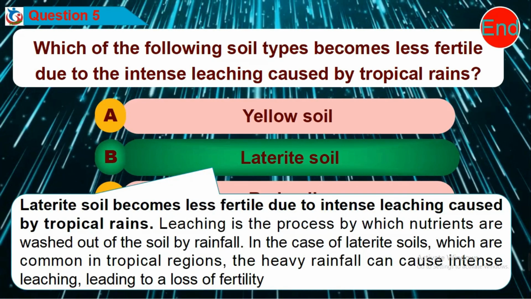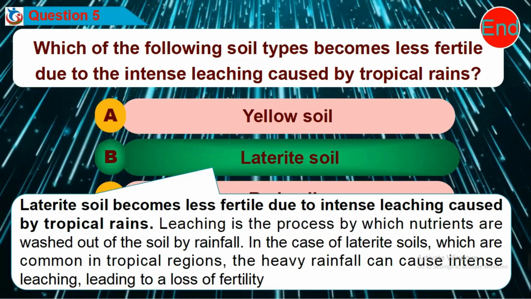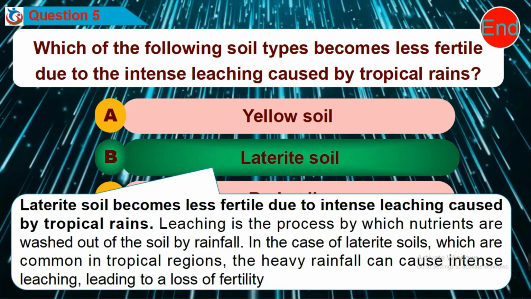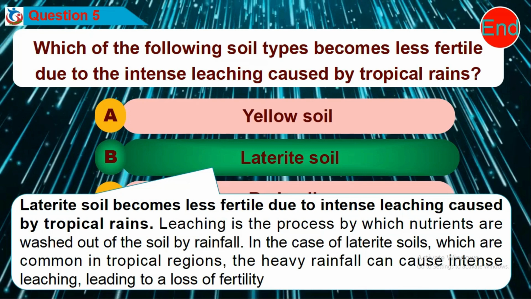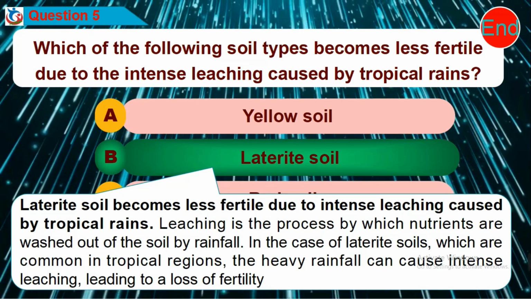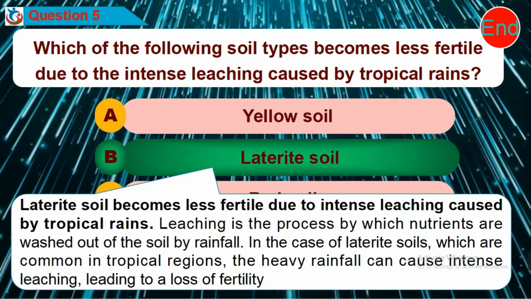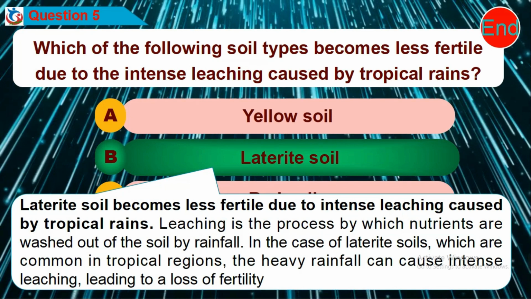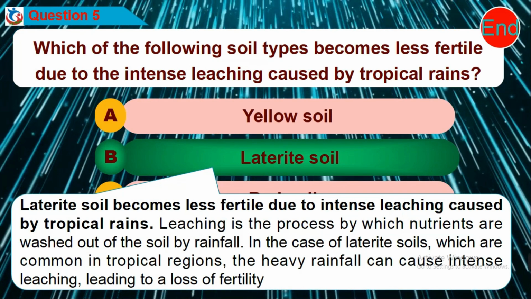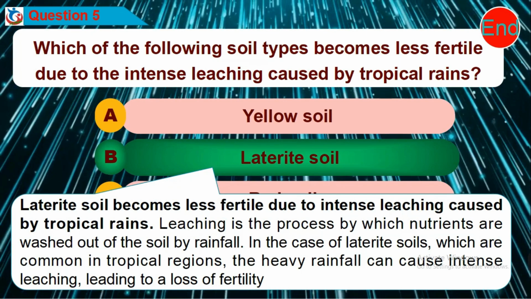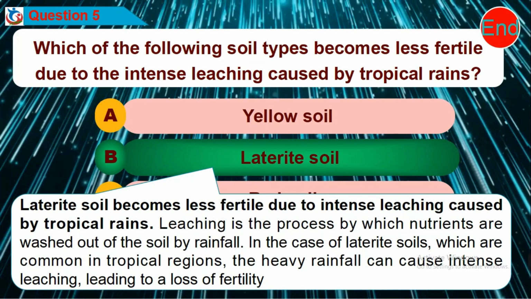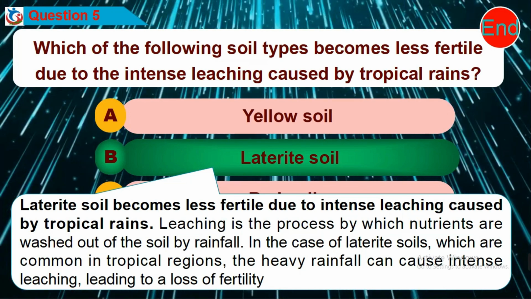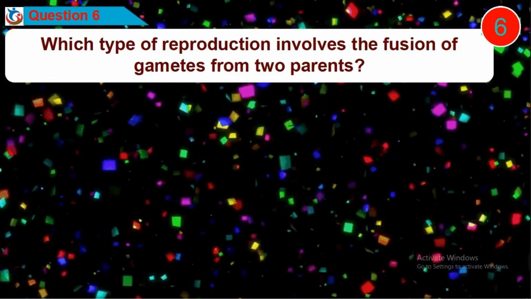Laterite soil becomes less fertile due to intense leaching caused by tropical rains. Leaching is the process by which nutrients are washed out of the soil by rainfall. In the case of laterite soils, which are common in tropical regions, the heavy rainfall can cause intense leaching, leading to loss of fertility.